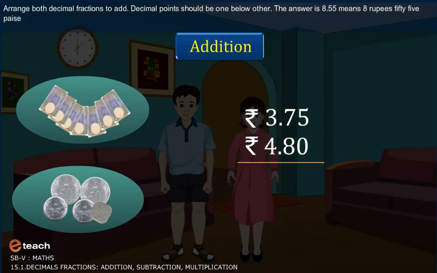Now arrange both decimal fractions to add. Decimal points should be one below the other. And the answer is 8.55. That means 8 rupees 55 paise.